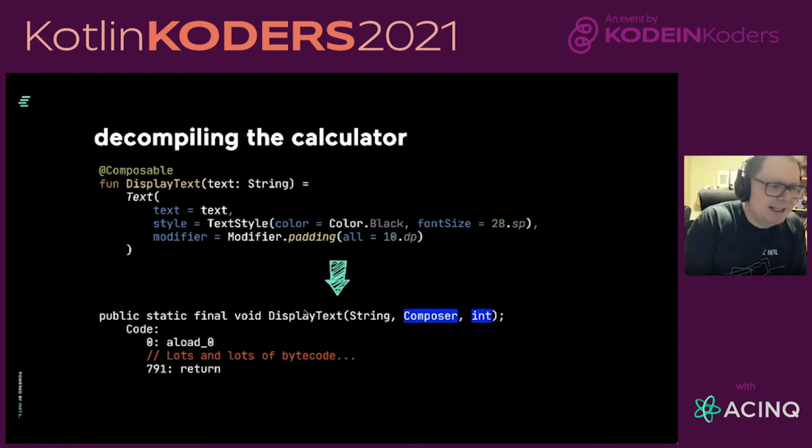Okay, so again, we're going to have a function called display text, and we're going to be annotating this with Composable. And inside here, we're saying that we want a text field containing the supplied text with this style and so on. Well, whenever we look at what gets produced, it is just a function. It is just a Kotlin function, but it has two special inputs. There's an input called composer, and there's an input of type integer. So what are these?